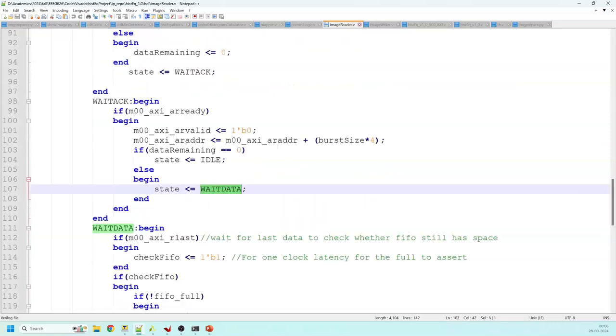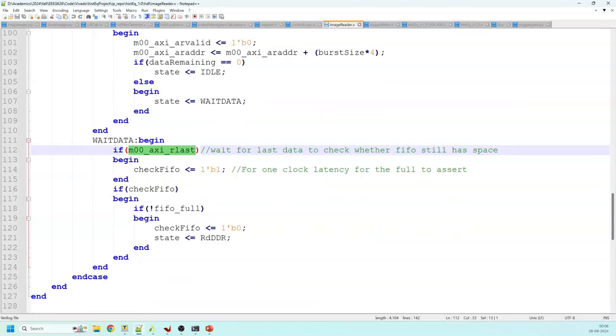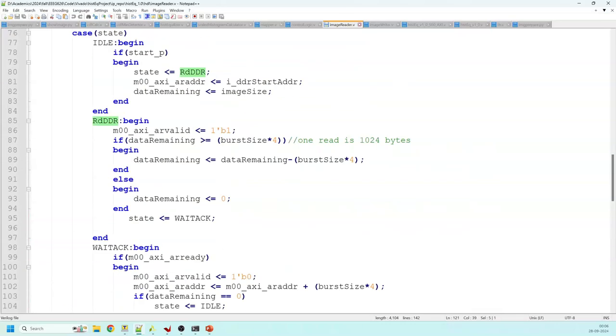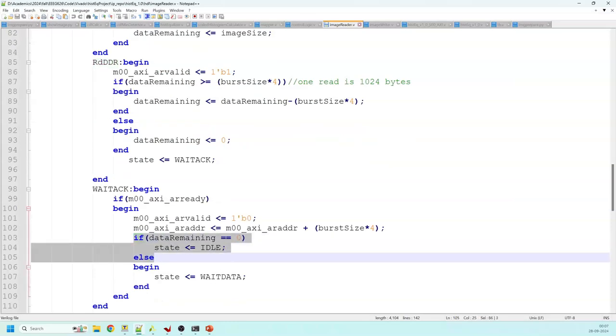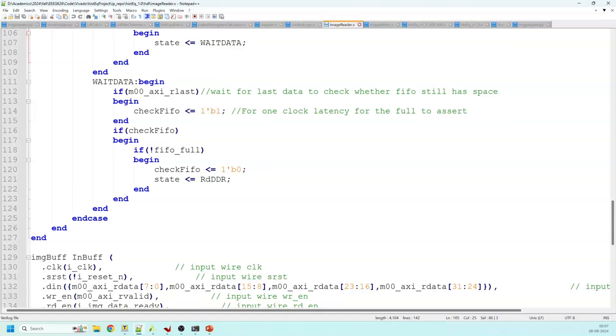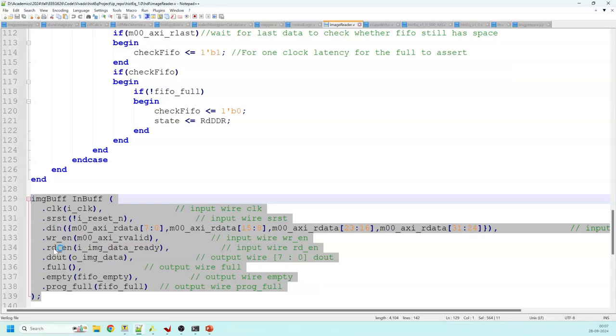Then it goes and waits for the data. When it gets the data, in this particular case, it will go back to this state, and it will be again reading until it reads the entire data. So whatever data is coming from DDR is temporarily stored in a buffer. This is basically a FIFO. This is a Xilinx FIFO.